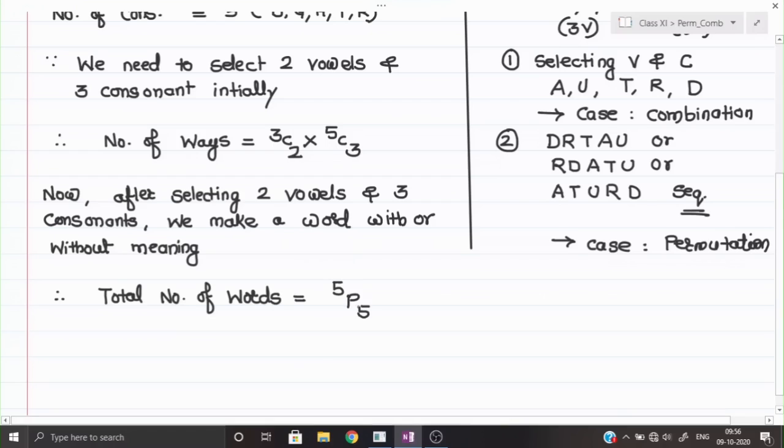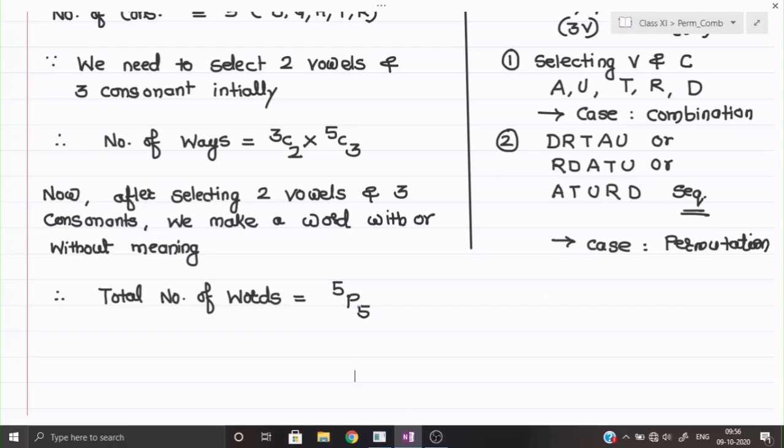Not 5C5, where sequence doesn't matter, but as I showed you in the second part, with those 5 letters only I can make different words. And since here no letter is repeating, we shall use the formula of nPr, because repetition is also not allowed over there. So 5P5 will be the required permutation.